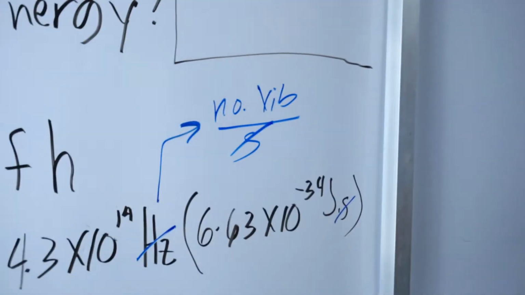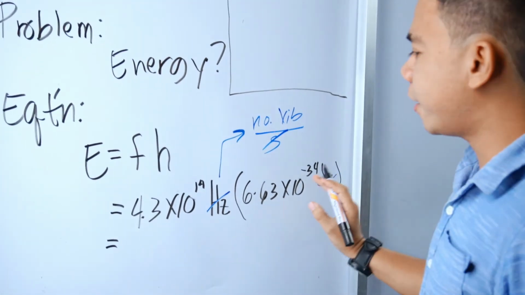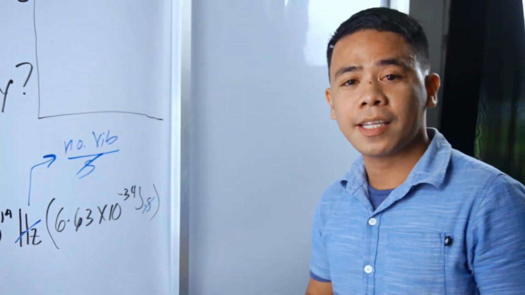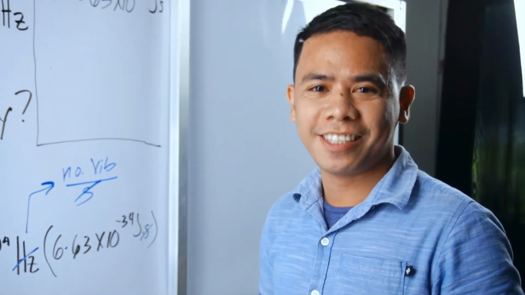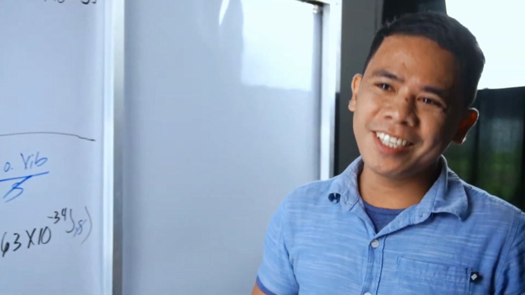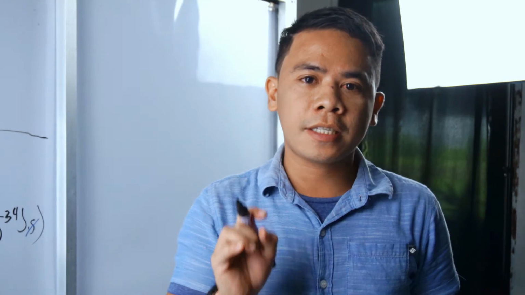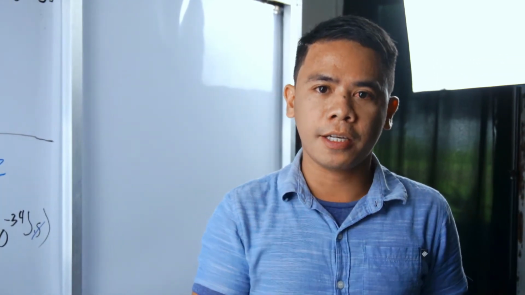Next, since we have that, we're going to solve. Usually in class, problems like this use a scientific calculator. Don't worry if you don't have one, because we're going to use a basic calculator. In your cell phone, you can use the calculator.